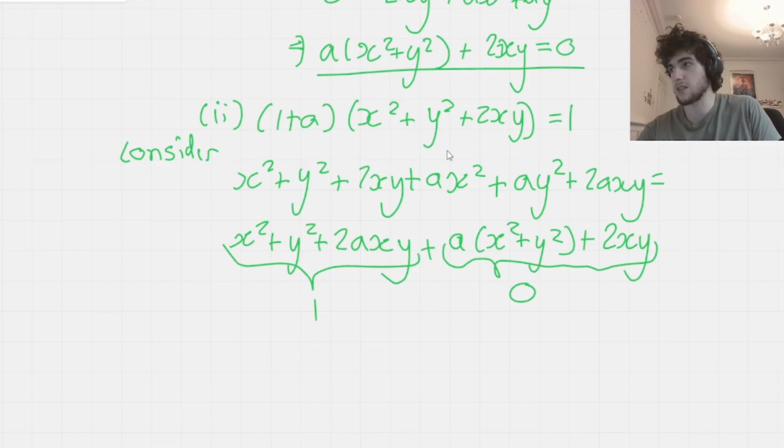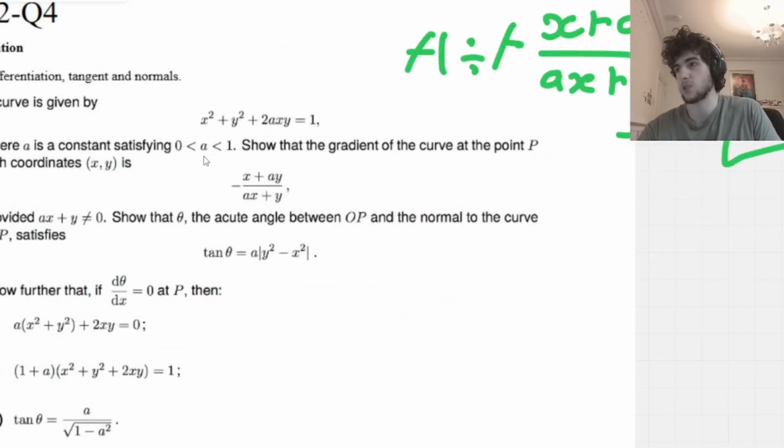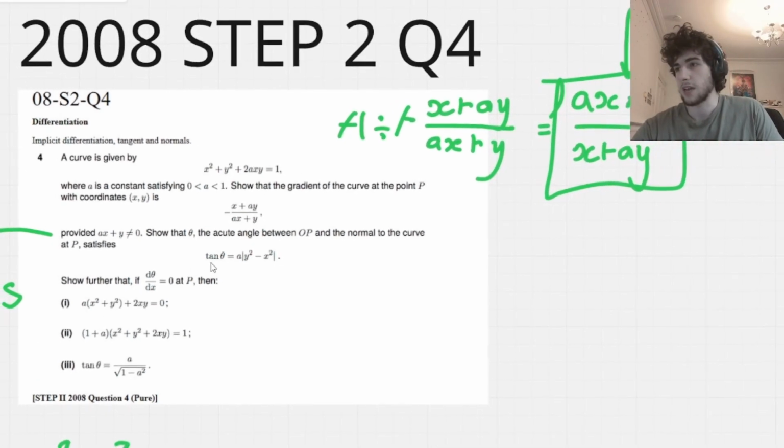Because effectively, we know that the coordinate xy satisfies x squared plus y squared plus 2axy because it's a point on the curve, right? The x and the y here correspond to the x and y coordinates of a point on the curve, because OP was effectively from the origin to a point on the curve.